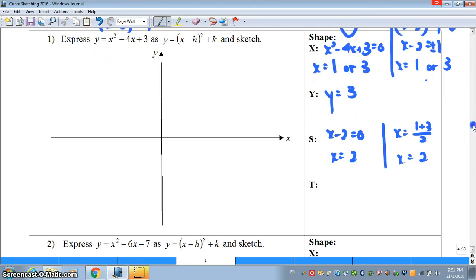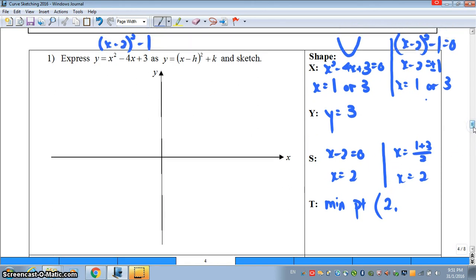Last but not least, turning point. In this case, we have a U shape. So we are having a minimum point. Finding the coordinates of the minimum point, meaning you will have to substitute x is equal to 2, which is the line of symmetry, inside the equation. And in this case, you will be able to get -1.